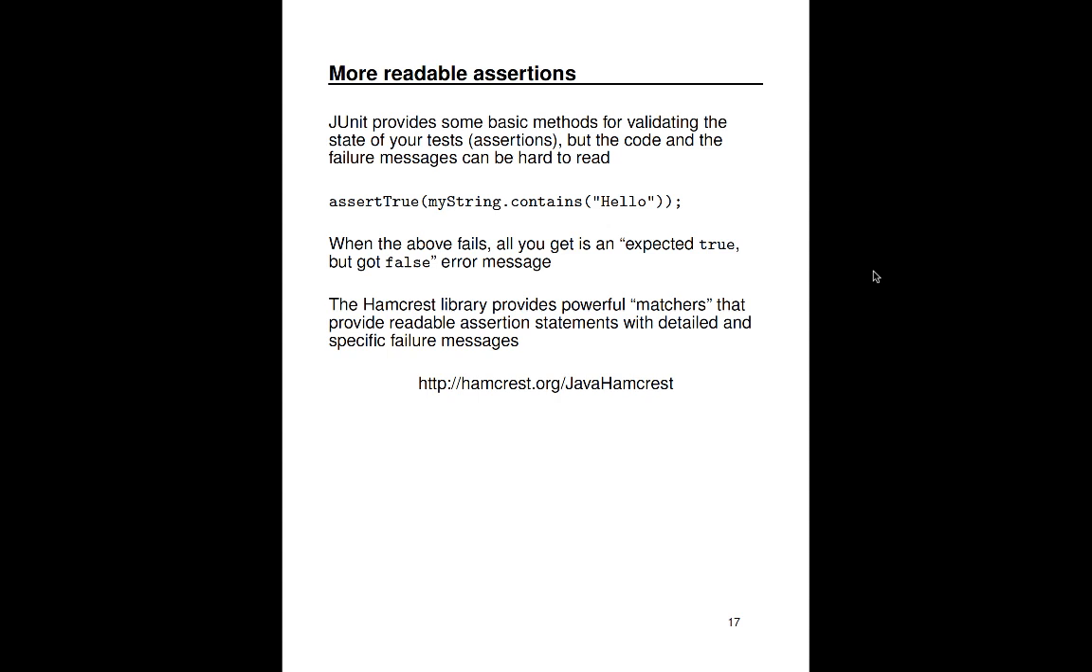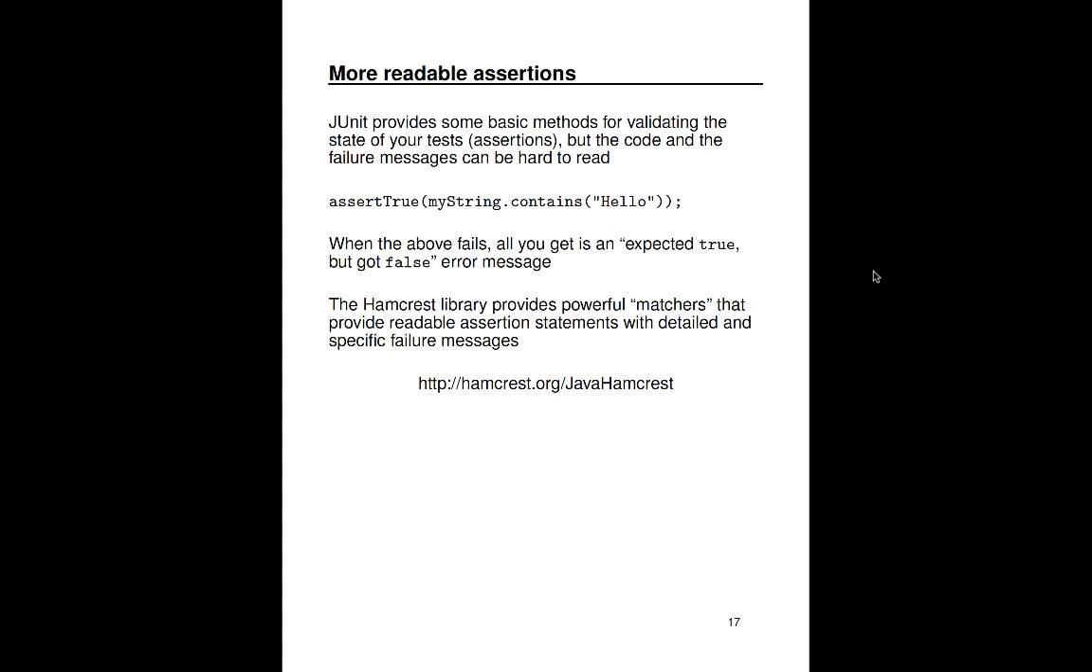So JUnit is great. It works really well, and it has all those assertions, which let you do a lot of stuff. But the code and the failure messages can be hard to read sometimes. When you're writing a test and you've got a test that fails, especially when you expect it to pass, you want to have a clear, concise error message that then helps you on your quest to debug that failure and get things working again. So consider the following statement.